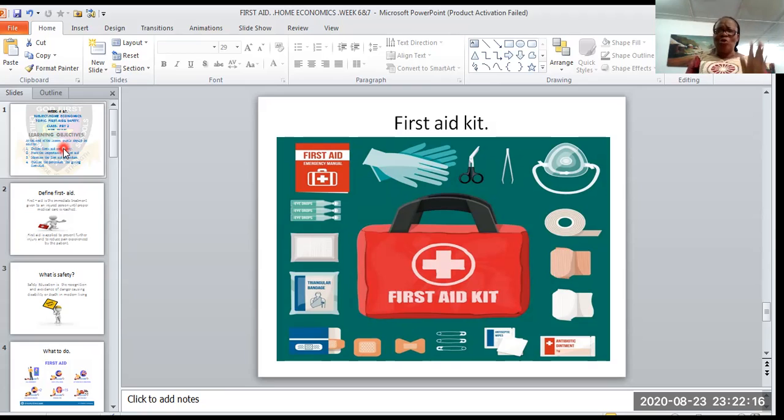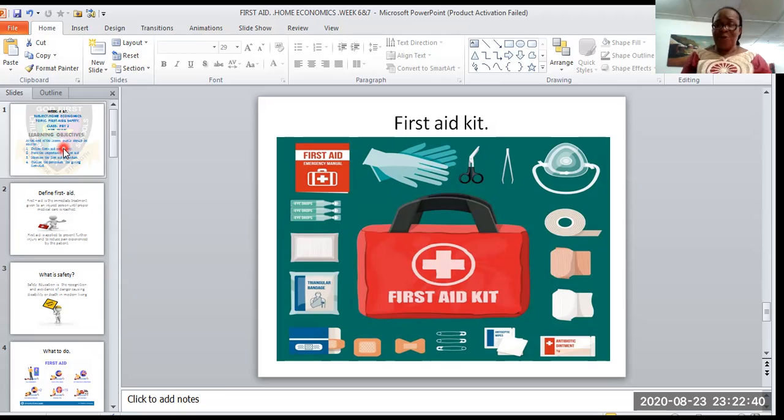We must be able to observe our environment for safety purpose also. It's essential. Yes, we must. We must be able to keep ourselves safe from any form of danger so that we don't fall victim of any accident. Do you understand?